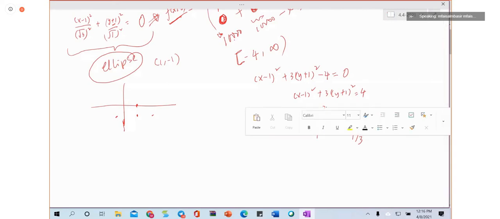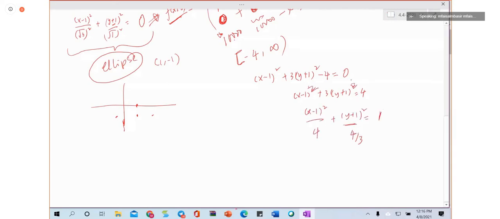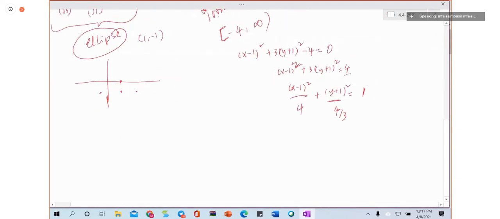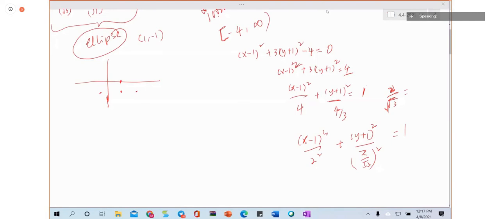For ellipse, please study back what you have learned in foundation or matriculation or diploma, STPM. So here it should be 1, right, to get an ellipse. So this is x minus 1 squared over 2 squared plus y plus 1 squared over 2 over square root 3 squared, and this is 1. So 2 over square root 3. Please press the calculator. What do you have? 2 over square root 3. 1.15. Okay, thank you.